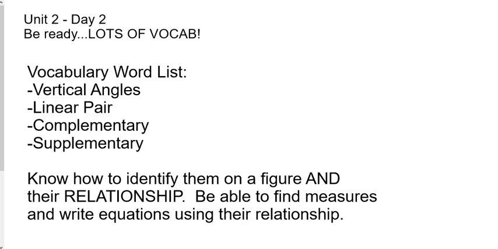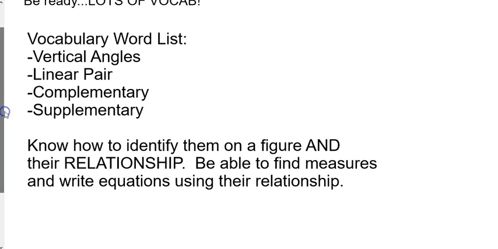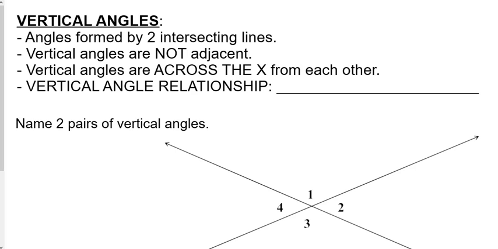Okay, day 2. So just be ready, there's a lot of vocabulary here. We've used a lot of these words though before. So terms we're going to be using: vertical angles, linear pair, complementary, and supplementary. We're going to know how to identify them on a figure and the relationship. Be able to find measures and write equations using that relationship.